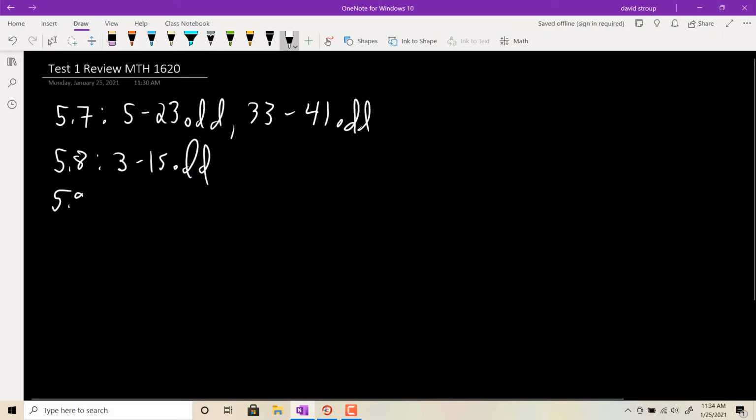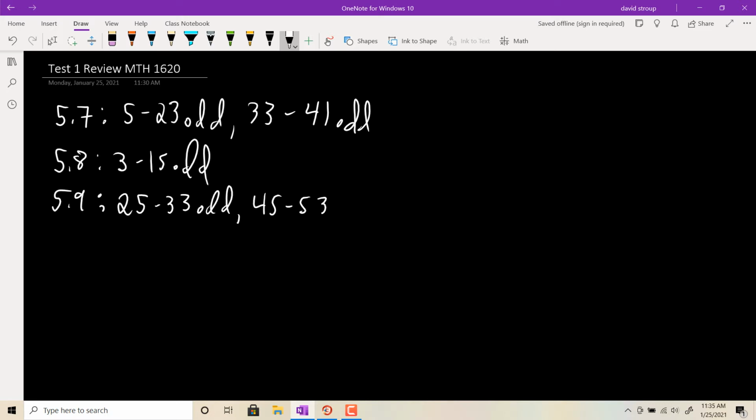Let's see what else. 5.9, questions like 25 to 33 odd, and then 45 to 53 odd. There's no notes allowed on the test, so I'm not giving you any formulas on a note card or anything like that. You can't use the high-powered calculators, so you have to use a TI-84 Plus or below. If you have something above it, I won't let you use it. You really only need a scientific calculator, but you can use a TI-84, 83, 82, 81. Those are all fine. No cell phones. Cell phones are bad news.